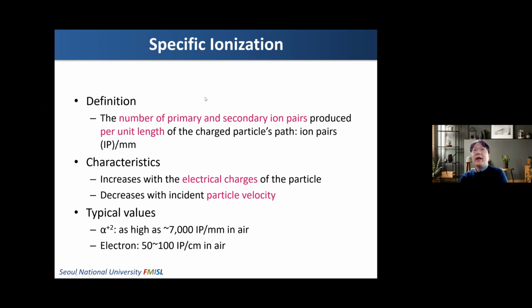Anyway, the specific ionization decreases with the increase in the particle's velocity. A typical value for an alpha particle is as high as 7,000 ion pairs per millimeter in air, and electrons have a smaller value that ranges between 50 to 100 ion pairs per centimeter. Okay, the alpha is much stronger than electrons in terms of specific ionization.